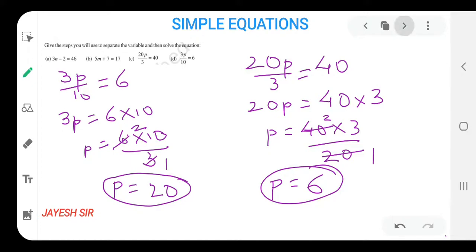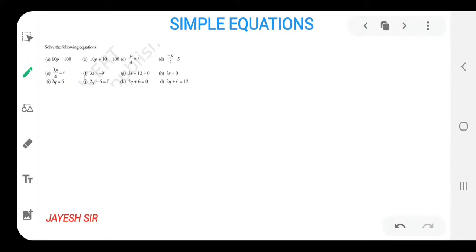So let us begin with the last type of sums and see what new we are going to learn today in this type of sums. Solve the following equations. Similar thing we need to do. We need to just solve the equation and find the value of the variable over here. 10p equals 100 is given over here. This must be the easier sum.